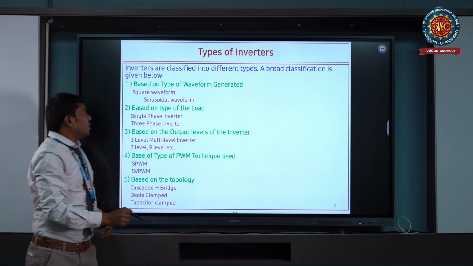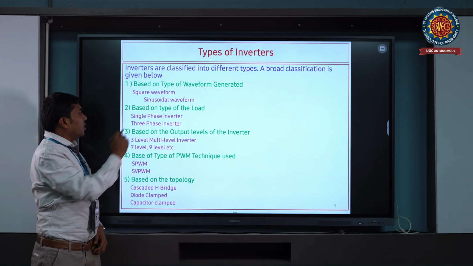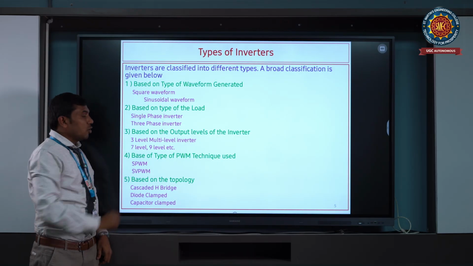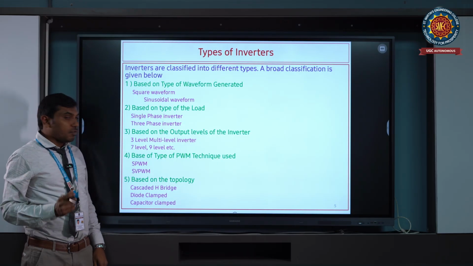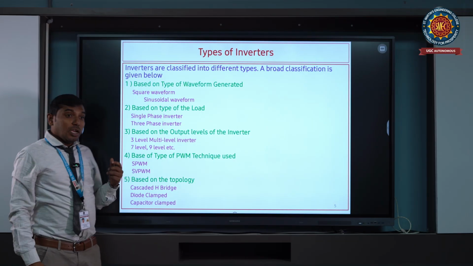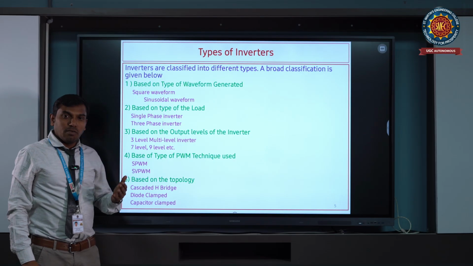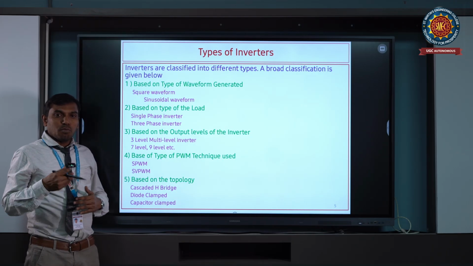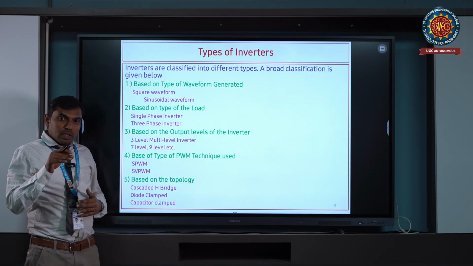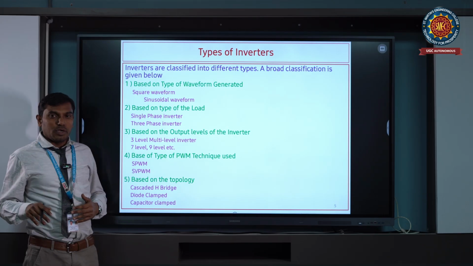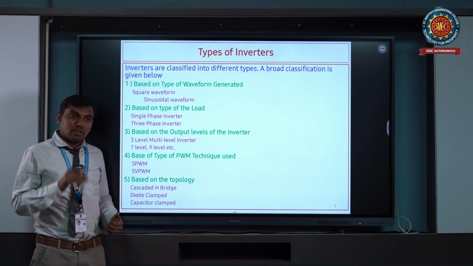Based on the waveform generated, there are square waveform and sinusoidal waveform inverters. Based on the type of the load, there are single phase inverters and three phase inverters. Based on the level of the inverter, there are 3-level, 5-level, and 9-level inverters. As you increase the number of levels, what happens? A purer sinusoidal waveform is obtained. Therefore, that is the purpose of increasing the levels of the inverter.